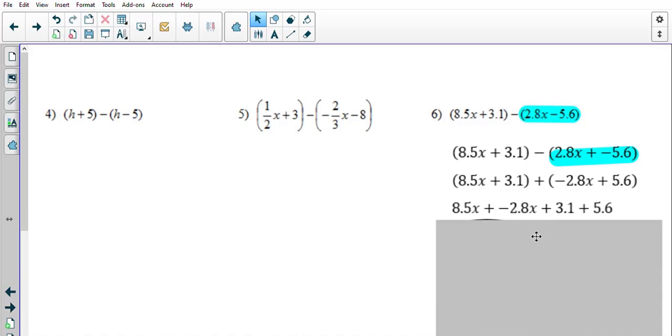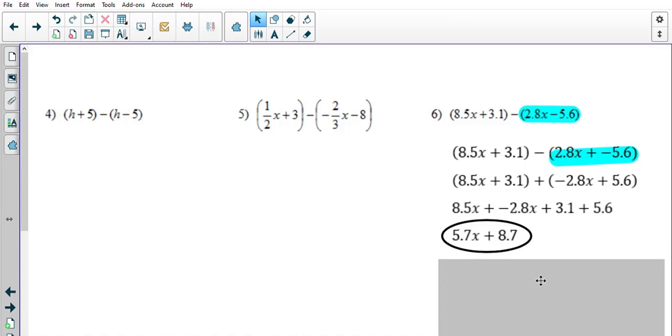You can, of course, calculate it by hand or do it mentally, but you do want to double check in your calculators just to make sure you don't make any mistakes. So 8.5 plus negative 2.8 gets us 5.7x plus, and then 3.1 plus 5.6 gets us 8.7. So that's our final solution.